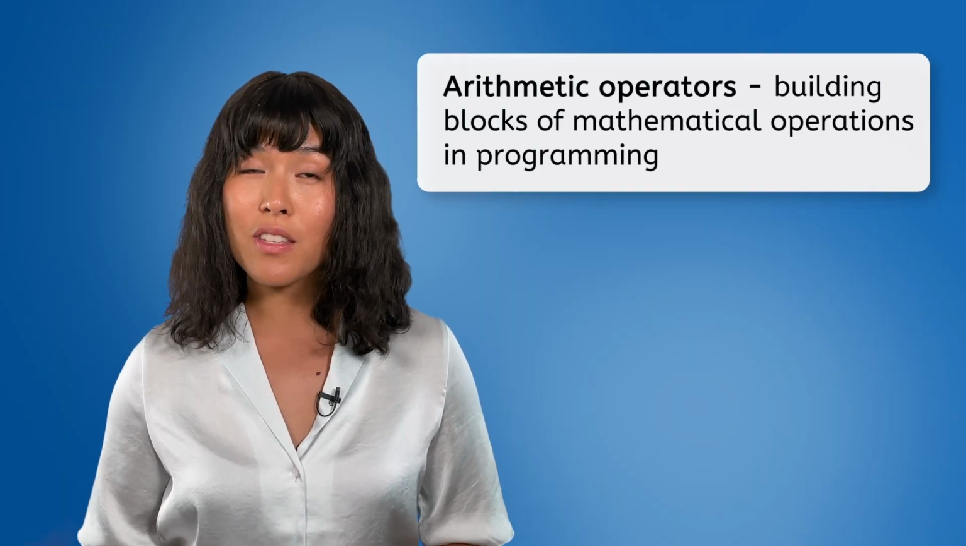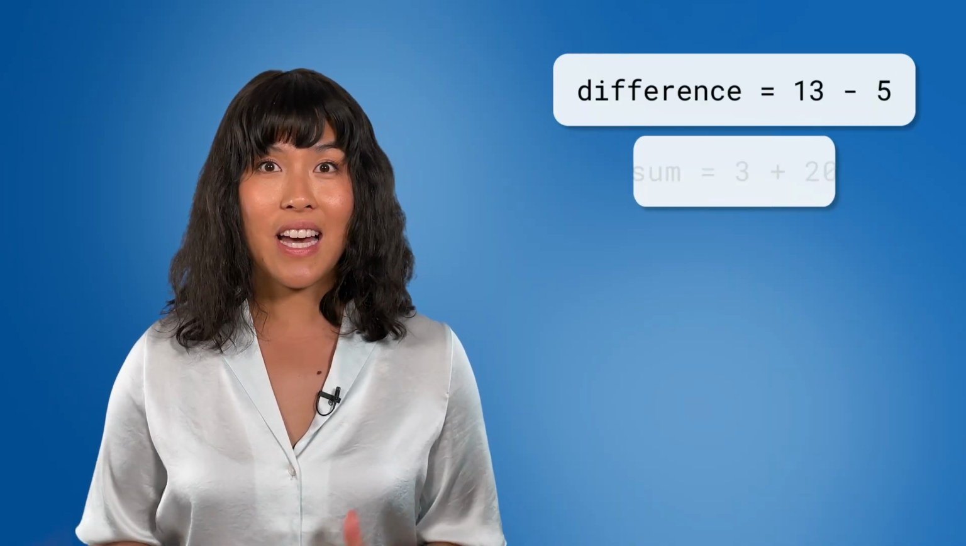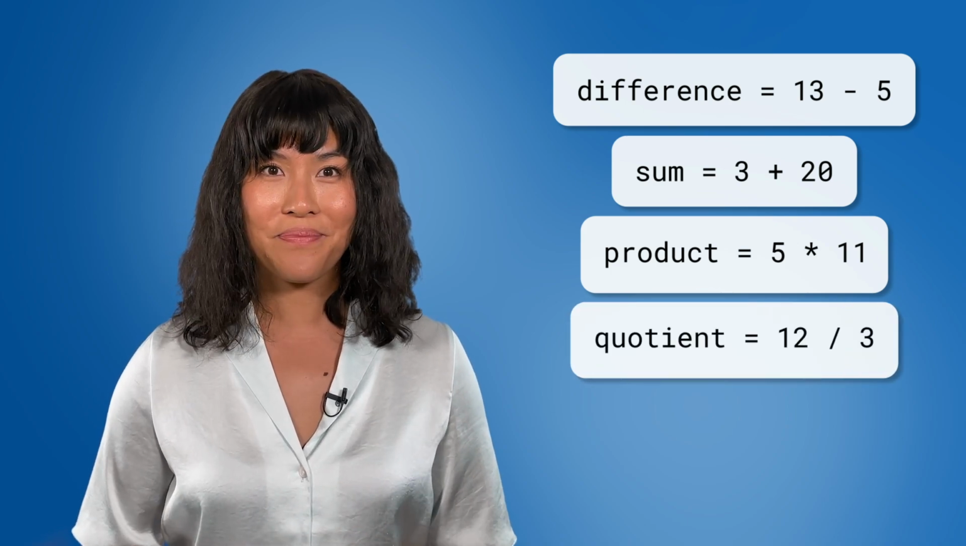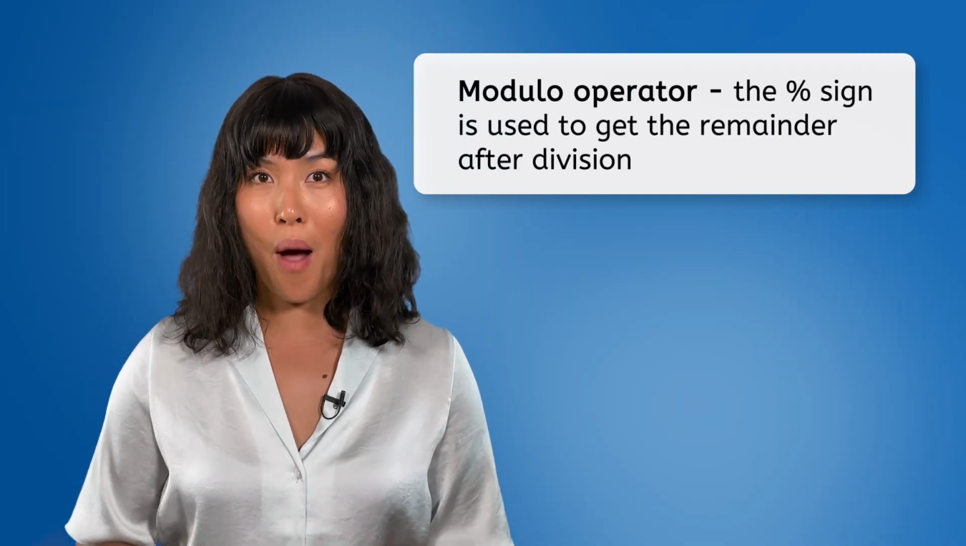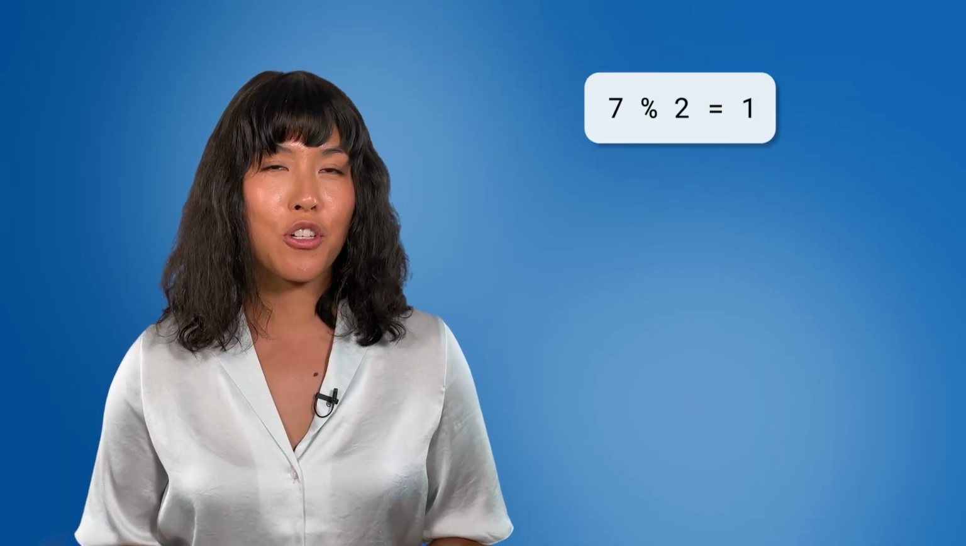We can then choose to print one or both of the variables using a print statement, like this. Now, let's talk about arithmetic operations, the building blocks of mathematical operations in programming. These operators allow us to perform calculations and manipulate numerical data with ease. We can use the subtraction operator, the addition operator, the multiplication operator, or the division operator. Also, you'll recall from the last course that we have the modulo operator, which returns the remainder after division. For example, 7 modulo 2 results in 1 because 7 divided by 2 is 3 with a remainder of 1.